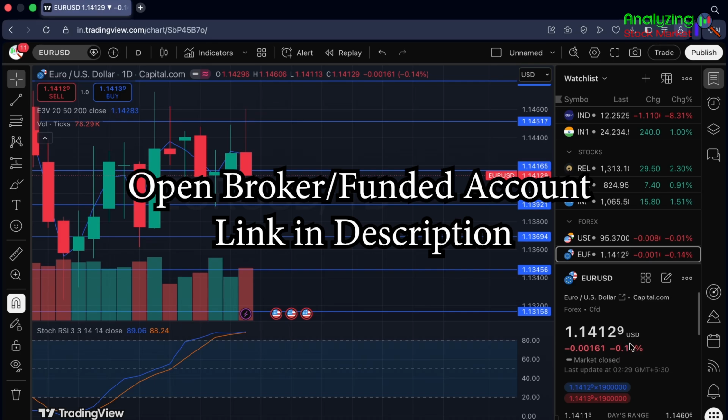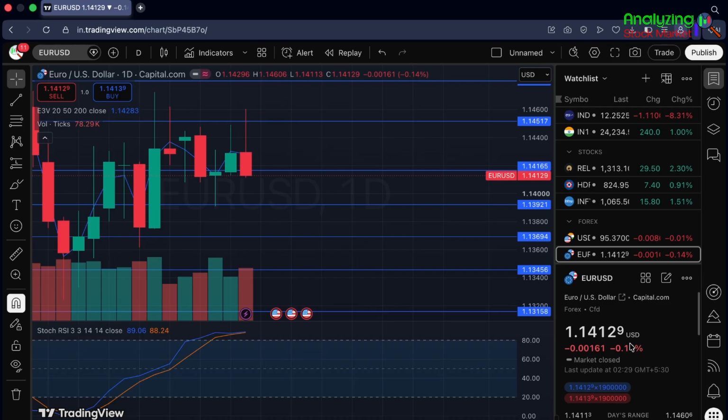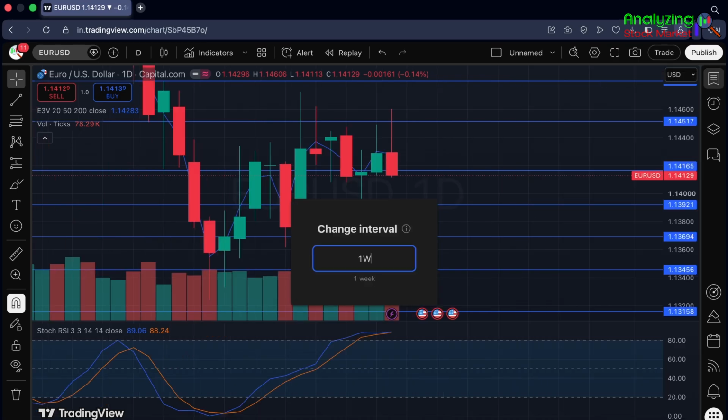Now I'll be talking about what is going to happen in the coming week. I'll also be marking some important support zones and resistance zones which will help you to take better stop loss and target levels according to your bias for this week. So let's straight away talk about the closing first, or the momentum, on the weekly chart.